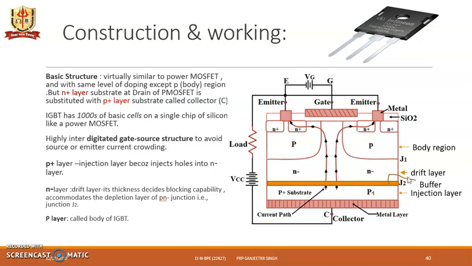The second layer, the N minus layer, is called the drift layer, and its thickness will determine the reverse blocking capacity. It accommodates the depletion layer. This is also the depletion layer for the p-n junction J2. Then we find the P layer, which is the body region of the IGBT. Here is the gate terminal and a number of emitter terminals. The collector is made positive with respect to the emitter, and the gate is positive with respect to the emitter. This is the biasing used.